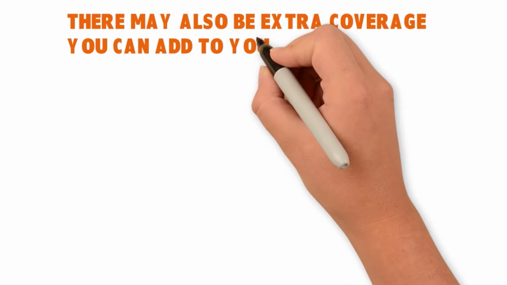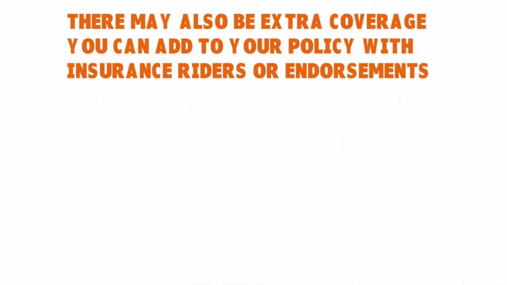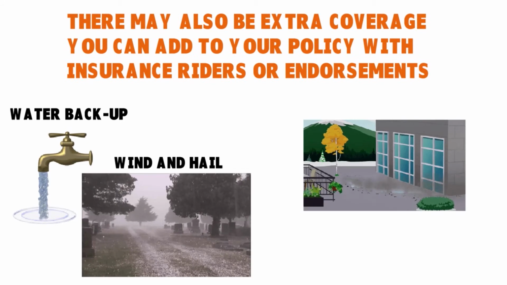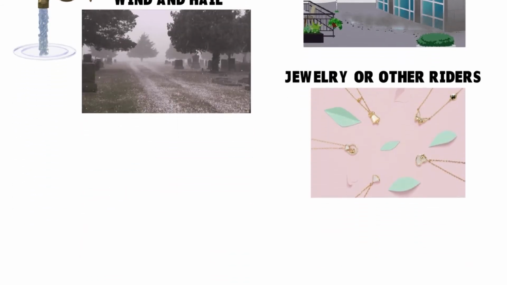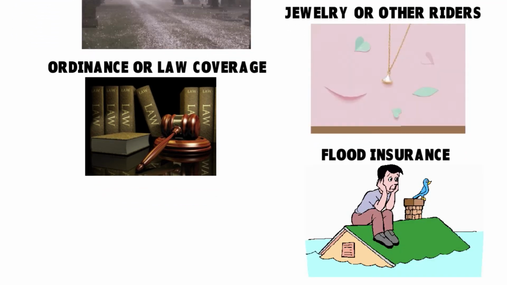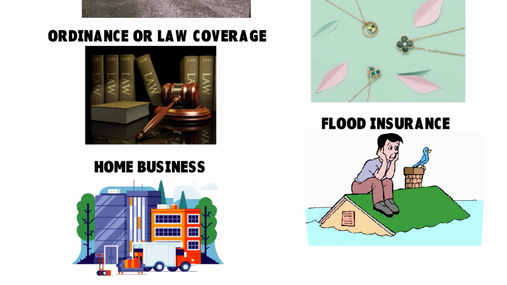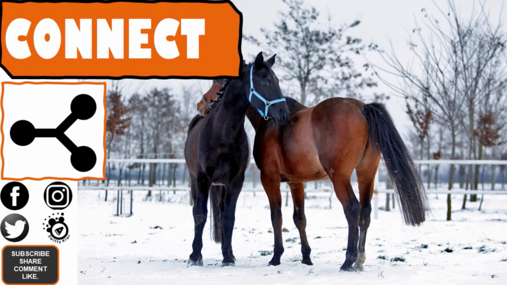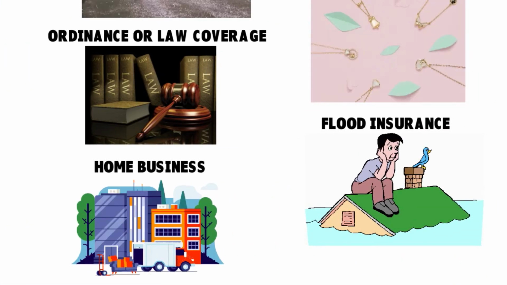I want to talk now about the fact that there may also be extra coverage you can add to your policy with insurance riders or endorsements. The riders, quote unquote riders, are spelled R-I-D-E-R. So an insurance rider is just an add-on if you think about it. Some common endorsements to consider are water backup, wind and hail, earthquake, jewelry or other riders, ordinance or law coverage, flood insurance, and home business. Home business is pretty cool for people who are working from home, freelancers and other professionals who are conducting business right from their living room or bedroom. It's kind of important to have additional insurance.